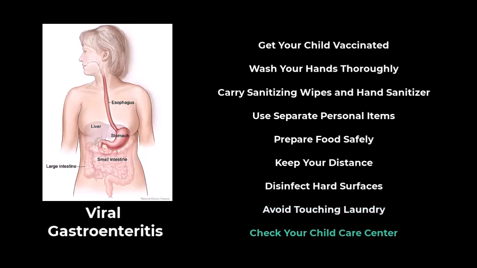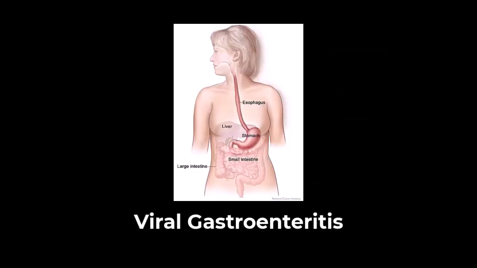And check out your child care center. Make sure the center has separate rooms for changing diapers and preparing or serving food. The room with the diaper changing table should have a sink as well as a sanitary way to dispose of diapers. Take precautions when traveling.